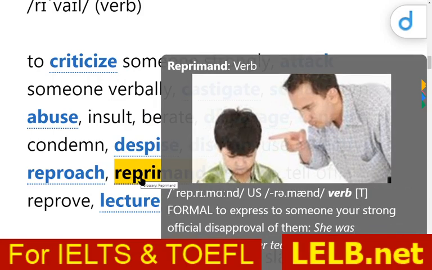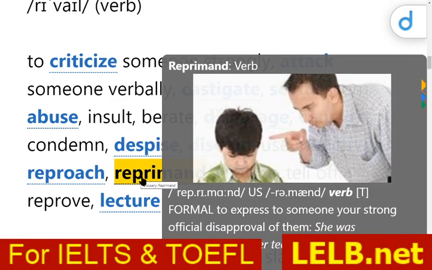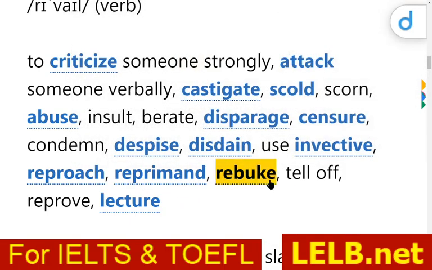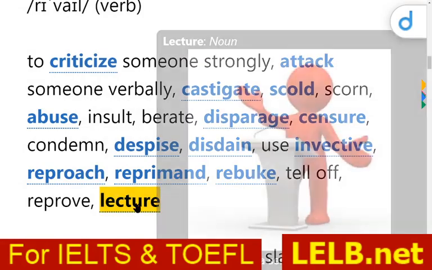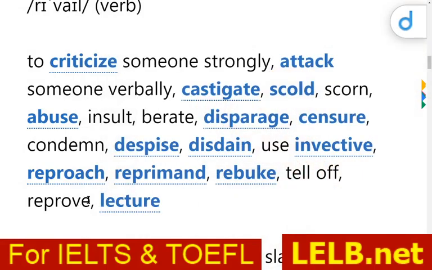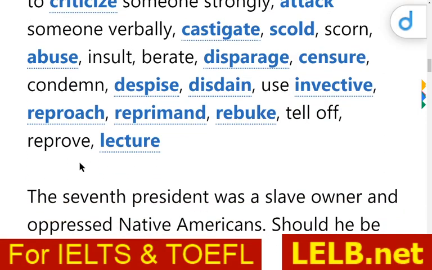There are over 2,700 illustrated flashcards at LULB Society at your fingertips. A rebuke, tell off, reprove, and lecture. Remember, lecture as a verb means to tell off and chide, C-H-I-D-E, and criticize strongly and even accuse someone.